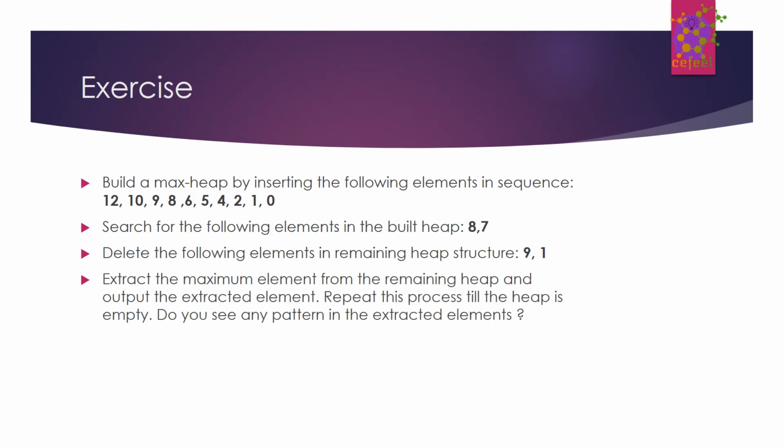Next, the last one is, once you have the new heap structure after the operations, extract the maximum element from the remaining heap. Extract the root and output it, and reorganize the heap again, which means perform the bubble down and repeat this process. Remove the next element, bubble down, and keep doing it till the heap is empty. Once you have the output elements, see if you have found a pattern in them.